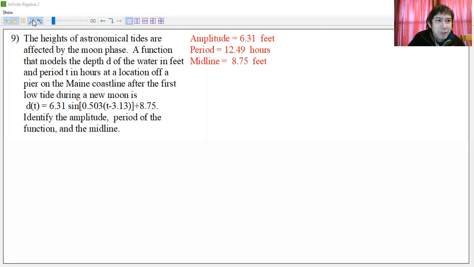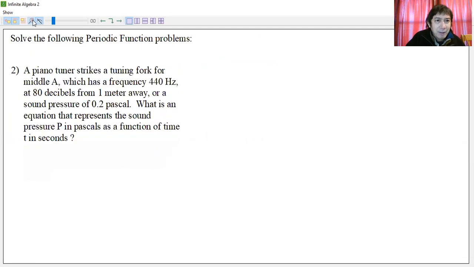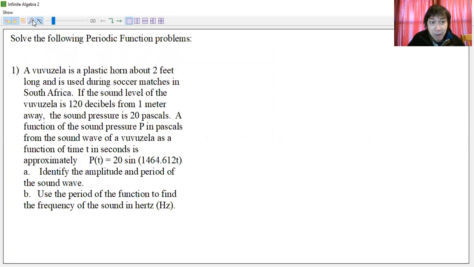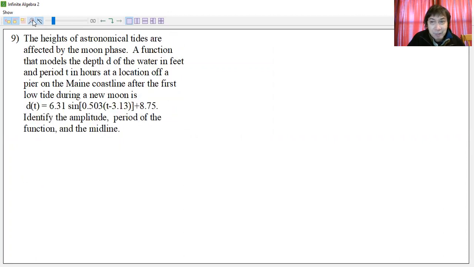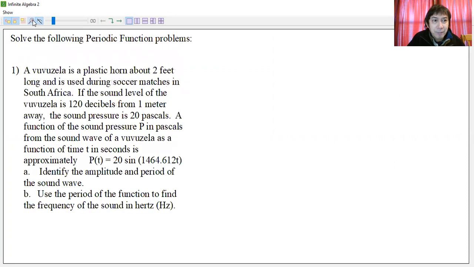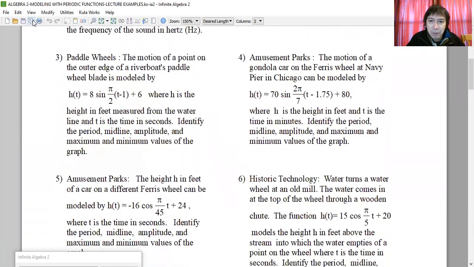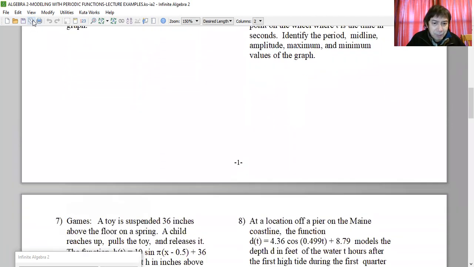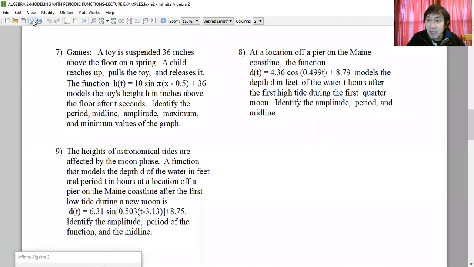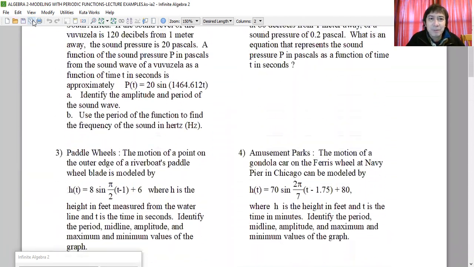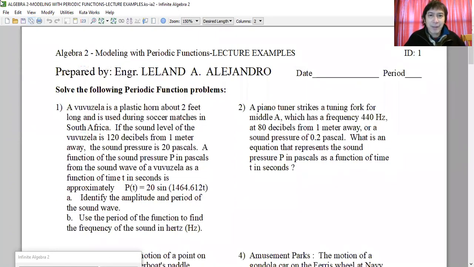Okay, here's the problem set, and we shall start from the first number. There are about 9 problems under modeling with periodic functions. Yes, 9 questions. All right, so let's start from the first number. These are lecture examples.